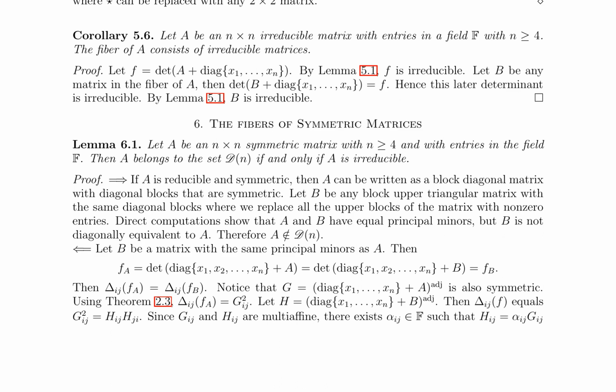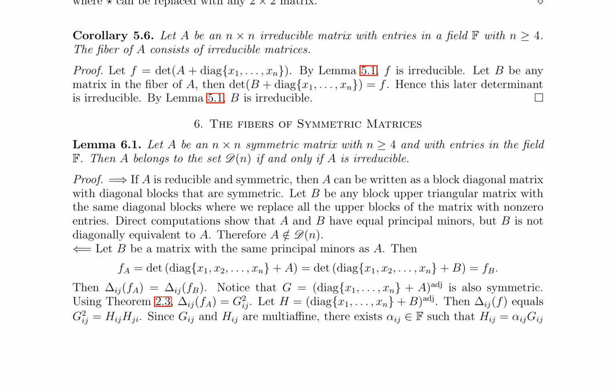The paper then shifts focus to the fibers of symmetric matrices. Lemma 6.1 states that an n by n symmetric matrix A with entries in a field F, where n is greater than or equal to 4, belongs to the set D, n, if and only if A is irreducible. The proof involves showing that if A is reducible and symmetric, then it can be written as a block diagonal matrix with symmetric diagonal blocks, which implies that A does not belong to D, n.